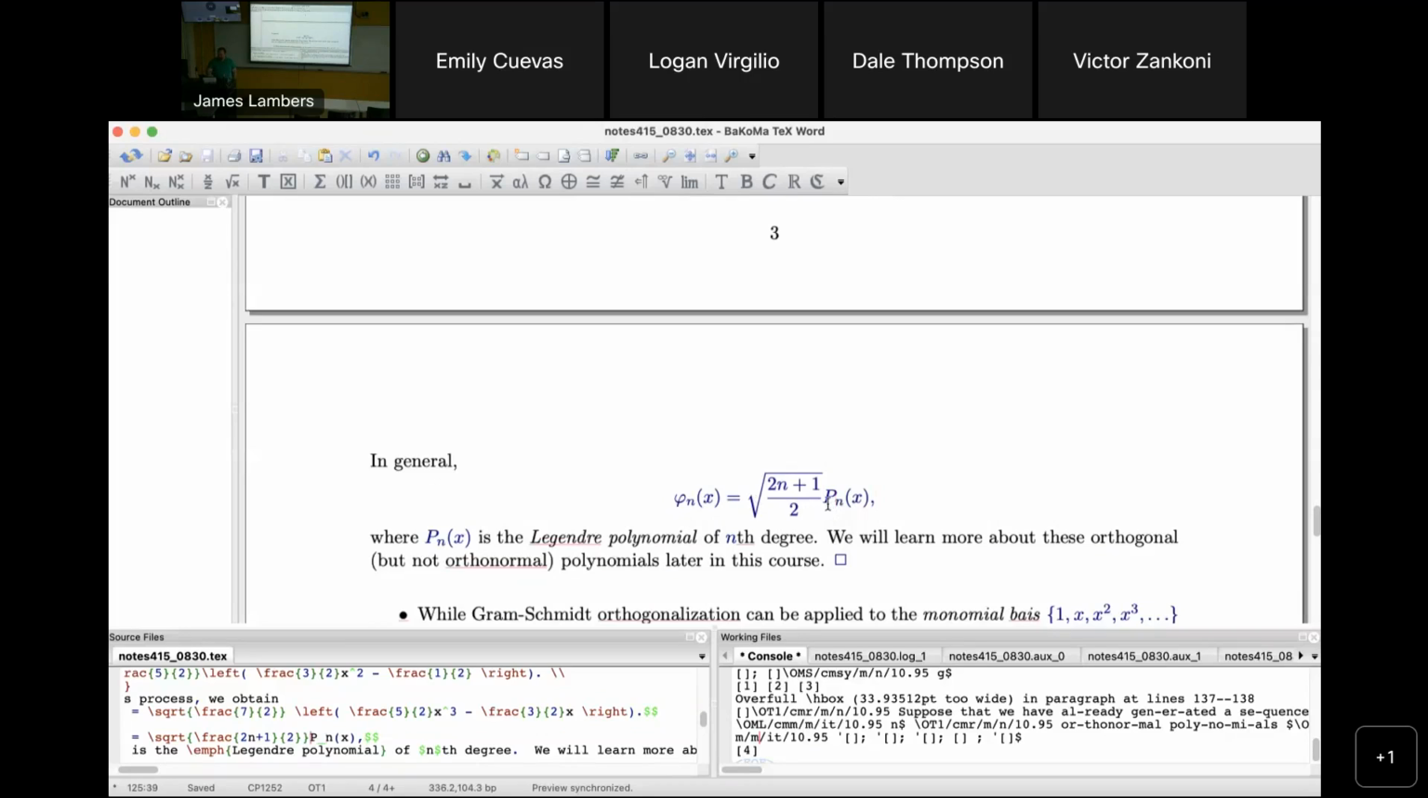Now, the Legendre polynomials, like I said, they are orthogonal. They're not orthonormal. You have to multiply by these scaling factors, which turn out to be square root of 2n plus 1 over 2, to make them orthonormal.